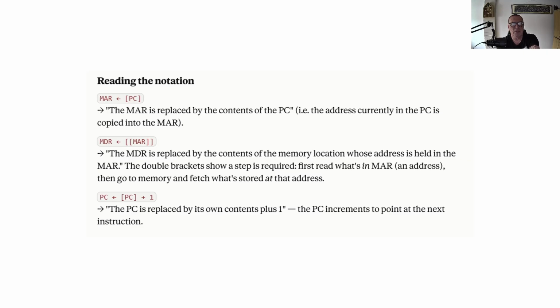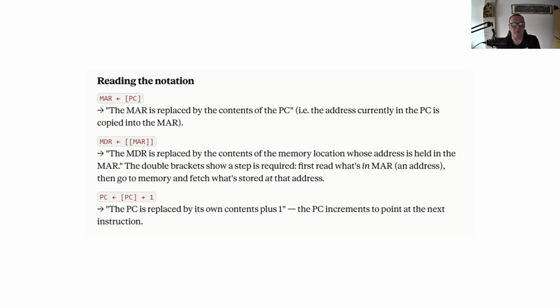So reading the notation, for example, here we've got MAR, arrow, and then square brackets PC. This means that the contents of the PC, indicated by the fact it's got square brackets around it, are going to be moved into the MAR. So it goes from the right to the left, moving the data that way. The second one is slightly different. Like I said, we've got the MAR in there. The first square brackets mean get the contents of the MAR, which is an address, and the second lot of brackets mean use that address to find some data and move that data into the MDR.